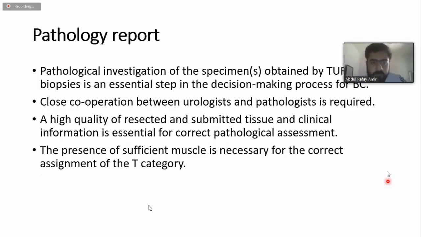So there must be coordination between the pathologist and the urologist in respect of that. A high quality of resection and submitted tissue clinical information is essential for correct pathological assessment. The presence of sufficient muscle is necessary for correct assignment of T category.